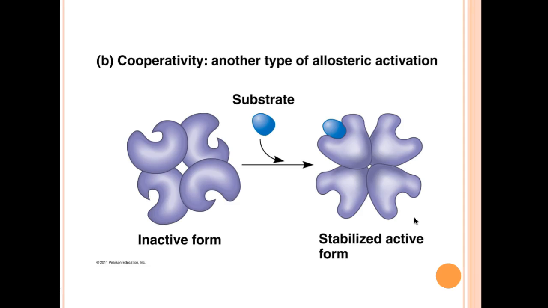Here you can see another type of allosteric activation. This is cooperativity. Inactive form, substrate will come in, it will bind and stabilize the active form of that enzyme, therefore increasing that enzyme's catalytic rate because it's going to stabilize that active site and it will allow for other substrates to come in and bind to the enzyme to be converted to a product.